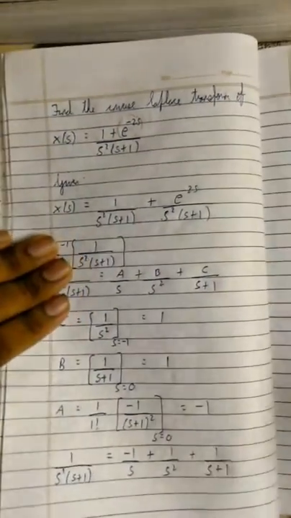Okay. So that means the Laplace inverse of 1 by S square into S plus 1 is equal to the Laplace inverse of, you can take minus 1 outside, minus 1 by S plus the Laplace inverse of 1 by S square plus the Laplace inverse of 1 by S plus 1.